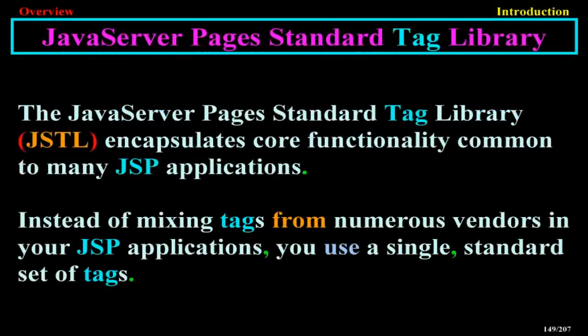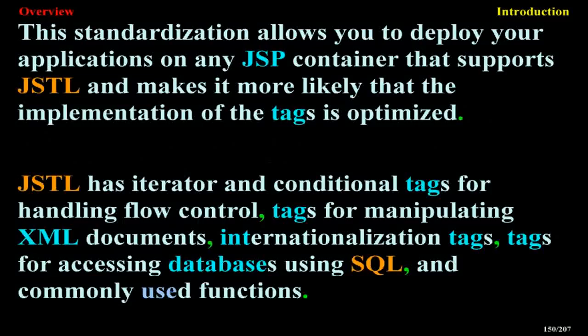JavaServer Pages Standard Tag Library. The JavaServer Pages Standard Tag Library (JSTL) encapsulates core functionality common to many JSP applications. Instead of mixing tags from numerous vendors in your JSP applications, you use a single, standard set of tags. This standardization allows you to deploy your applications on any JSP container that supports JSTL and makes it more likely that the implementation of the tags is optimized. JSTL has iterator and conditional tags for handling flow control, tags for manipulating XML documents, internationalization tags, tags for accessing databases using SQL, and commonly used functions.